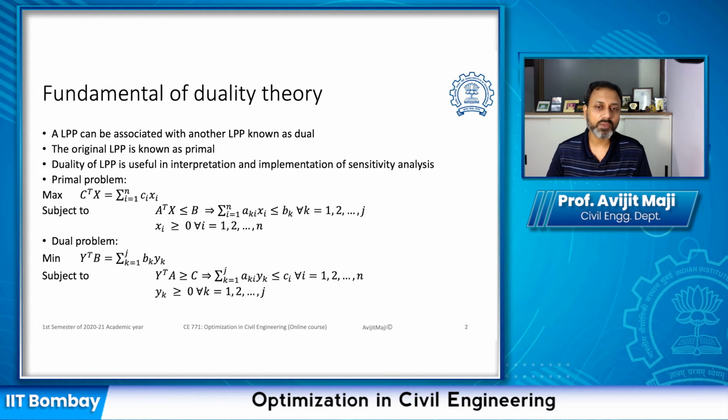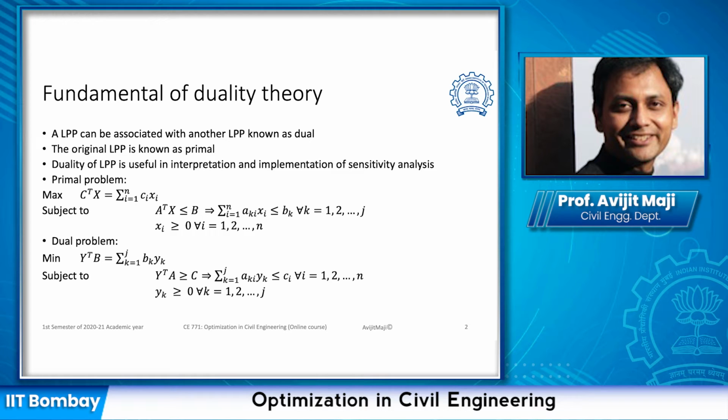However, in the linear programming problem, there is one property that needs to be discussed, and this property is known as duality. In today's lecture, we are going to discuss duality in the linear programming problem. The duality theory indicates that every LPP can be associated with another linear programming problem known as the dual. In this case, the original linear programming problem is known as the primal. The duality of LPP is useful in interpretation and implementation of sensitivity analysis.